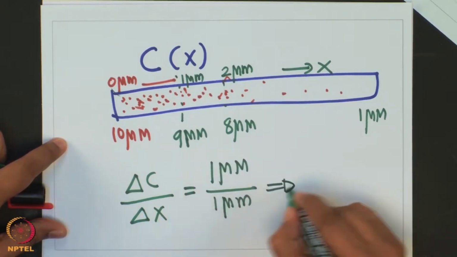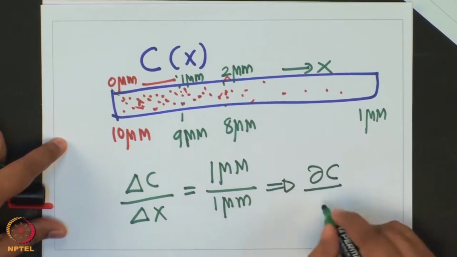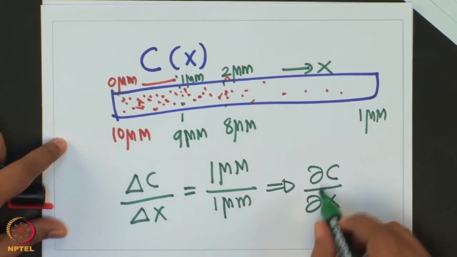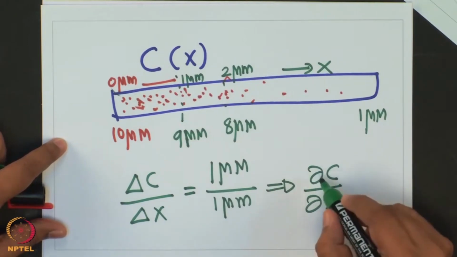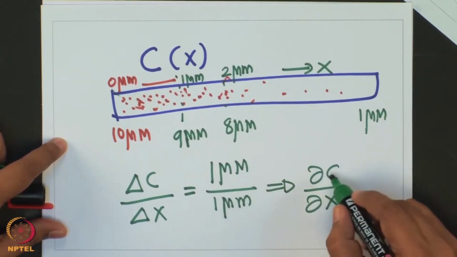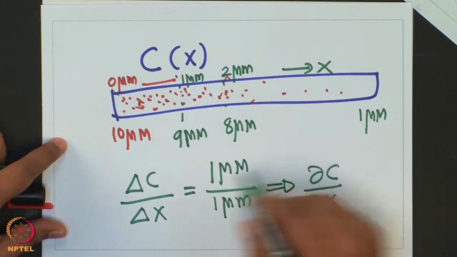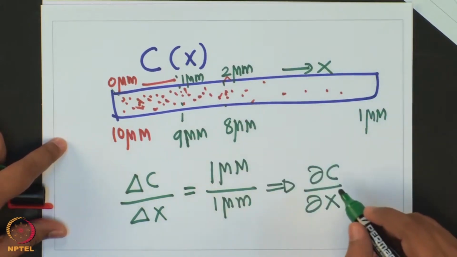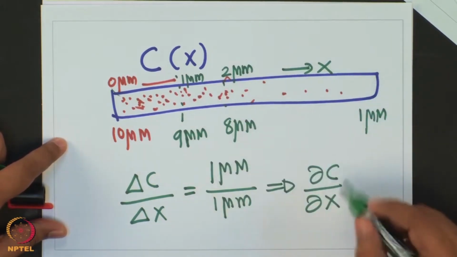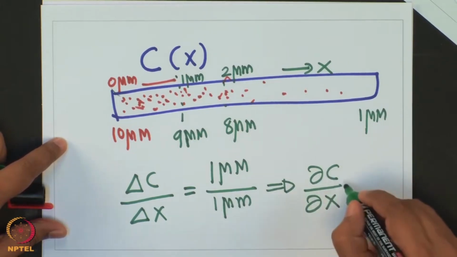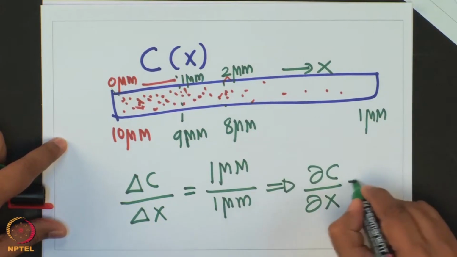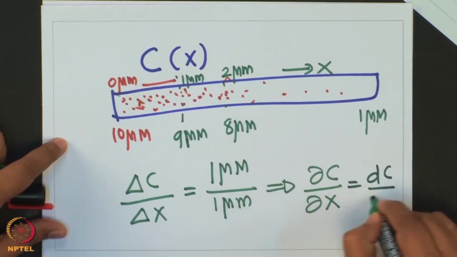When I take a very small delta x, I can write this as del C by del x, where del is a partial derivative, which means the concentration is varying only with respect to x and not with respect to y, z, or t or anything. So this is only with respect to x, that's what it means. Here, since we have nothing else, this can also be written as dC by dx.